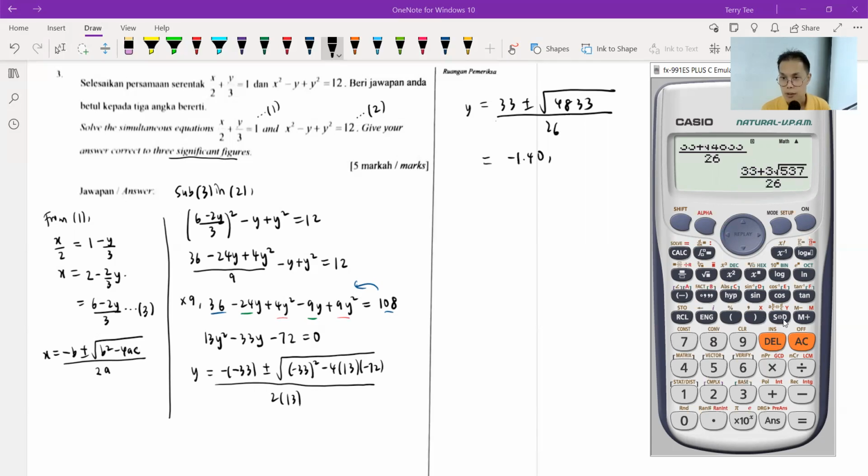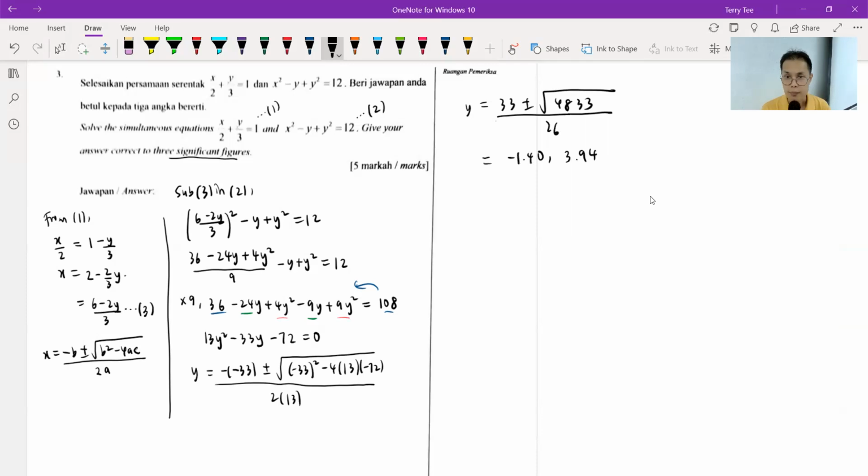And this will give us 3.94. Okay, so that's the first one. So the second one is you take this and you sub inside equation 3, because we need to find 2 sets of y and 2 sets of x value. Okay, my x is now 6 minus. For the first y value, negative 1.40, I put it in. The second y value is 3.94. Let me put it in and count.